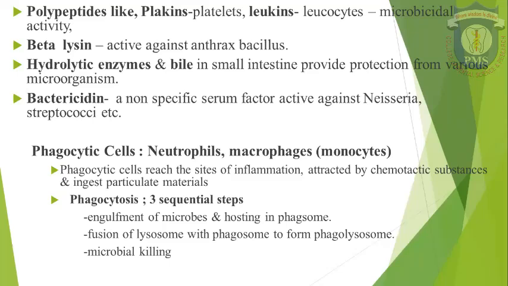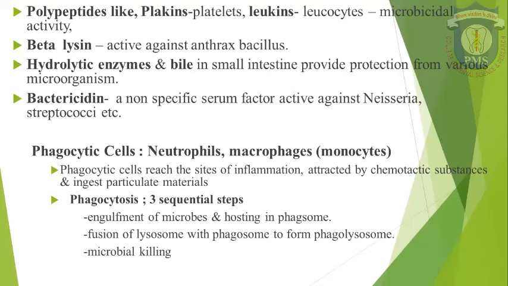Beta-lysine shows activity against Bacillus anthracis. Hydrolytic enzymes and bile in the small intestine provide protection from various microorganisms. Then bactericidin is a non-specific serum factor active against Neisseria and Streptococci.